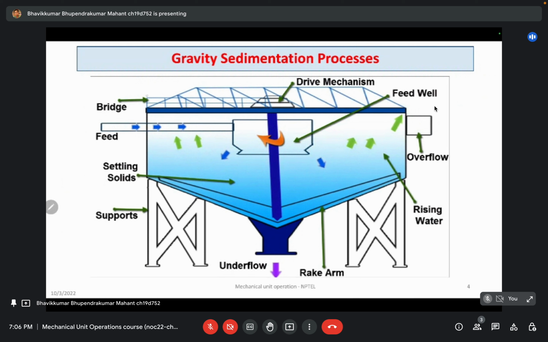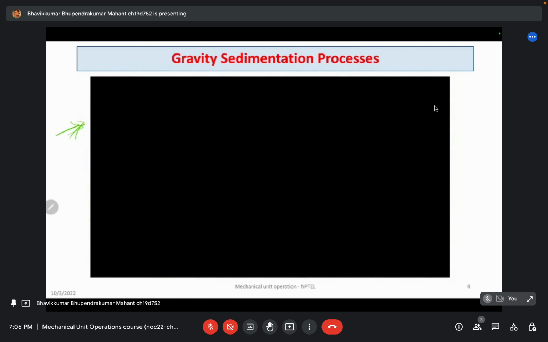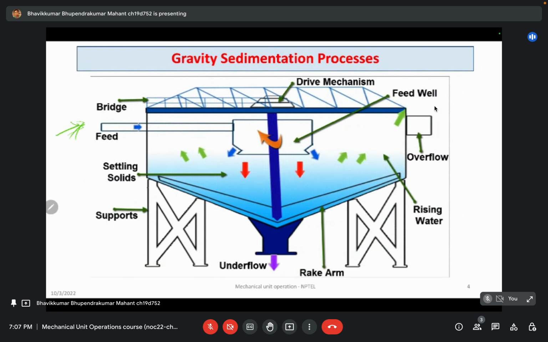As you can see, the feed is a slurry here, and it goes through this whole equipment, or you can say thickener. As the name suggests, it's a gravity sedimentation, so depending on the mass of the particle, the settling process is going on. The heavy particles settle first, and then the small particles afterwards. And as you can see, the settling of solids makes the sludge.